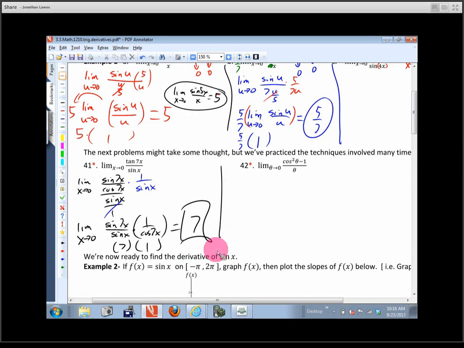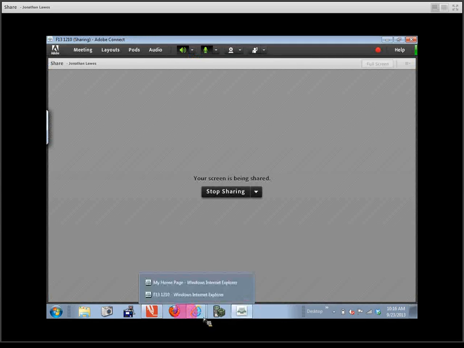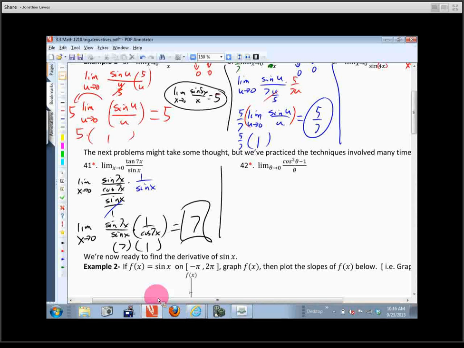Because the cosine of 0 is 1. Good little thing to remember. People forget that all the time. That unit circle you memorized in 1060, good thing to know. Any questions there?